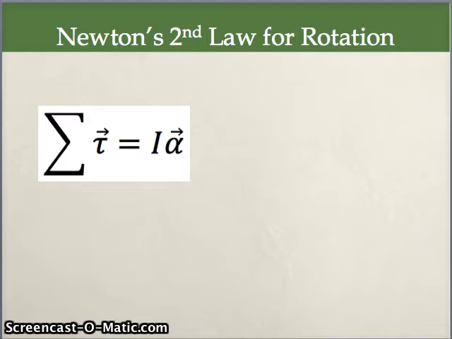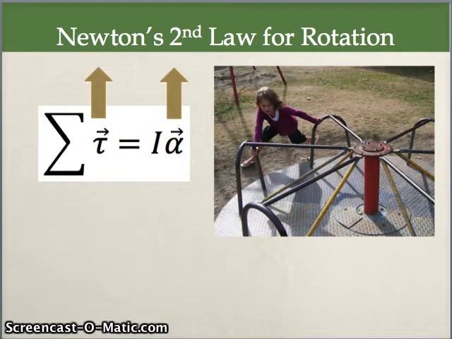So here we have a little girl pushing along the edge of a ride at a playground, and as she exerts her force at a distance away from that red axle, she exerts a torque. She produces torque on this ride. Now, that will accelerate the ride. That will make it spin faster and faster.